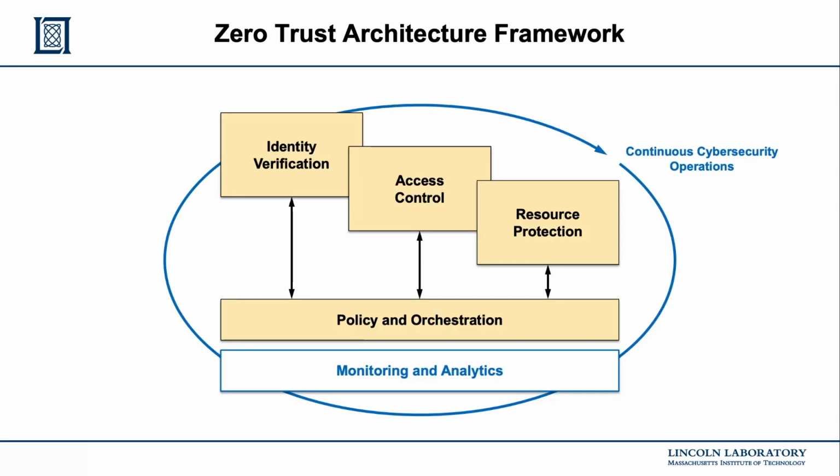Graphically, we lay out those elements within this framework. We draw the identity verification, access control, and resource protection as an event chain, because in our mind, it really does follow a set of steps to go from a user accessing a system to eventually getting to the resource that they desire. And again, as we mentioned, those three plus policy and orchestration is really where zero trust is implemented within a system. And the items in blue are typically the cybersecurity professionals who are monitoring the system and providing updates as needed.